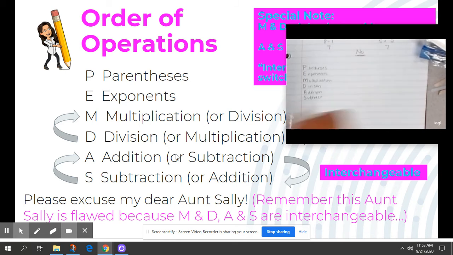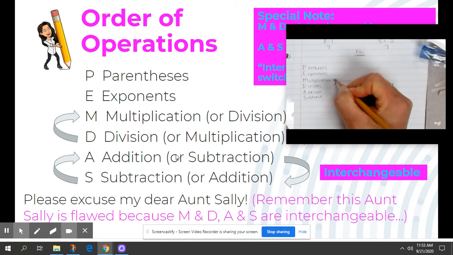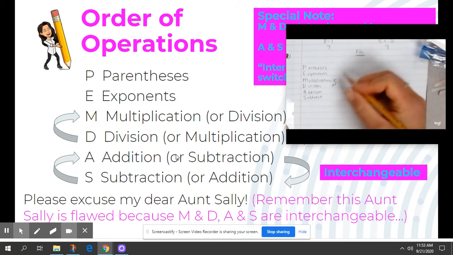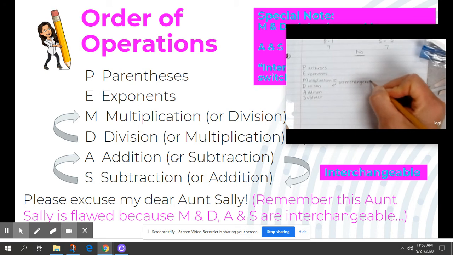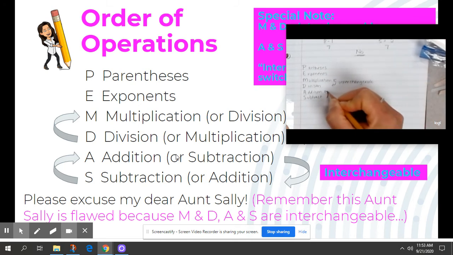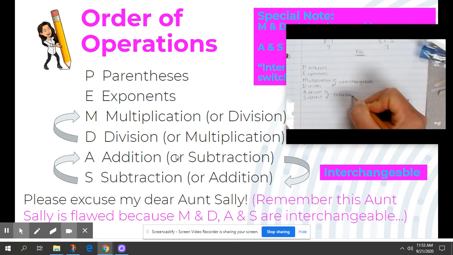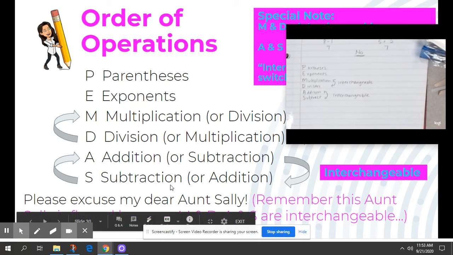If my notes are a little fuzzy because I'm realizing my camera is not very clear, remember these notes are right here. I'm going to put a little arrow back and forth between multiplication and division. These are interchangeable. Remember, interchangeable means you can switch them. These two, interchangeable. So this is how your notes should look so far.